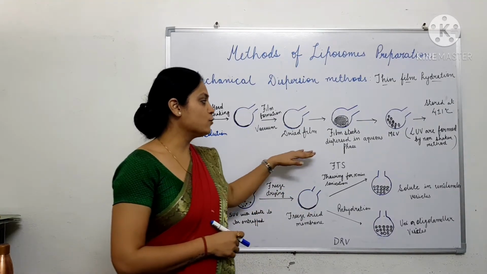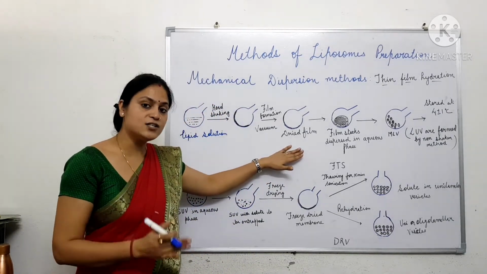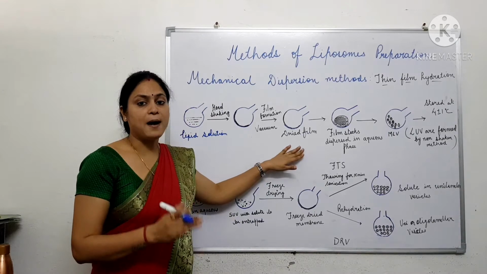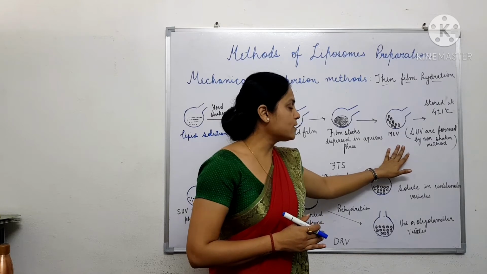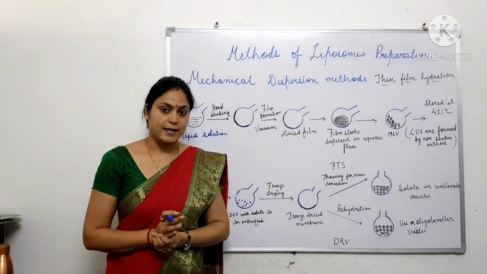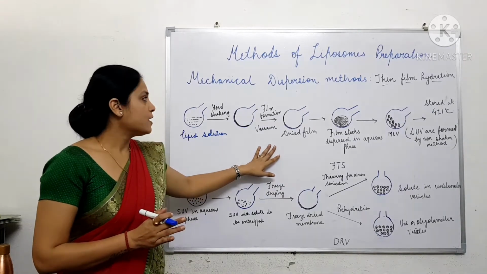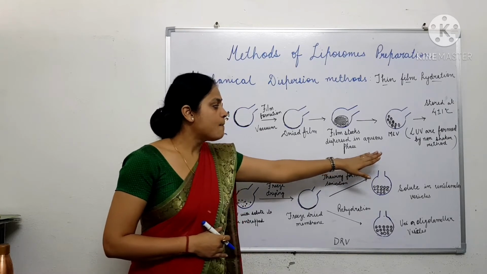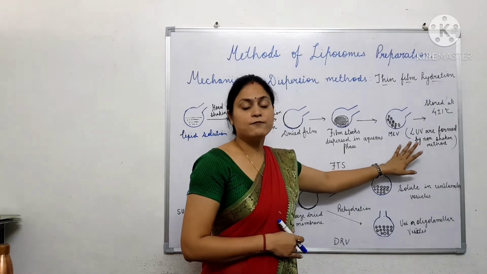So in this way, liposomes are formed using the thin film hydration technique, using the handshaking method, the rotary vacuum evaporator, or the non-shaken method. These prepared liposomes are then stored in a nitrogen environment at 4 degrees centigrade. Now, this is about the thin film hydration technique in the mechanical dispersion method. The liposomes so formed are either multi-laminar vesicles or large unilaminar vesicles.